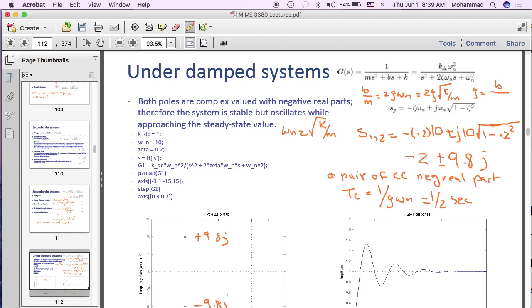b divided by 2 over square root of k times m. So zeta is equal to b over 2 square root of k times m. If I'm giving you zeta, I'm basically giving you this ratio of b over 2 square root of k m. So you have three unknowns, b, k, and m, and two equations. You can't calculate b, k, or m from two equations.